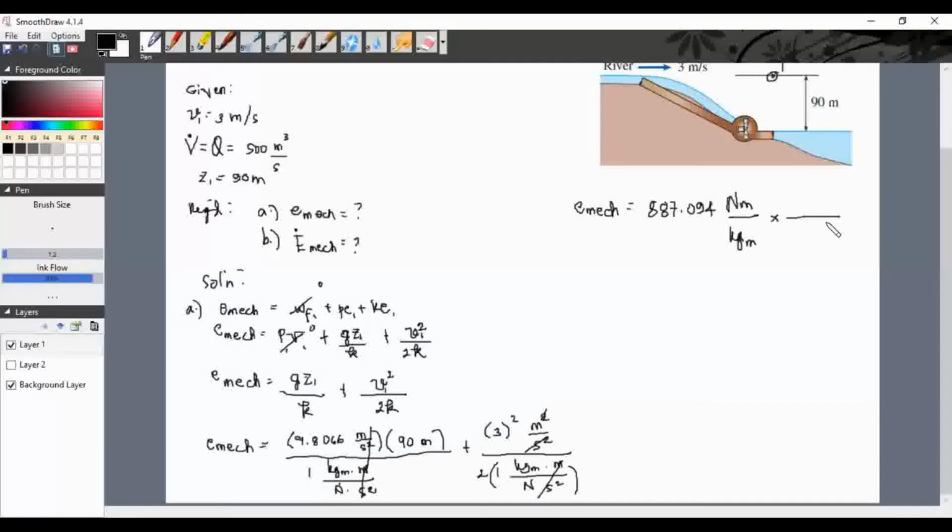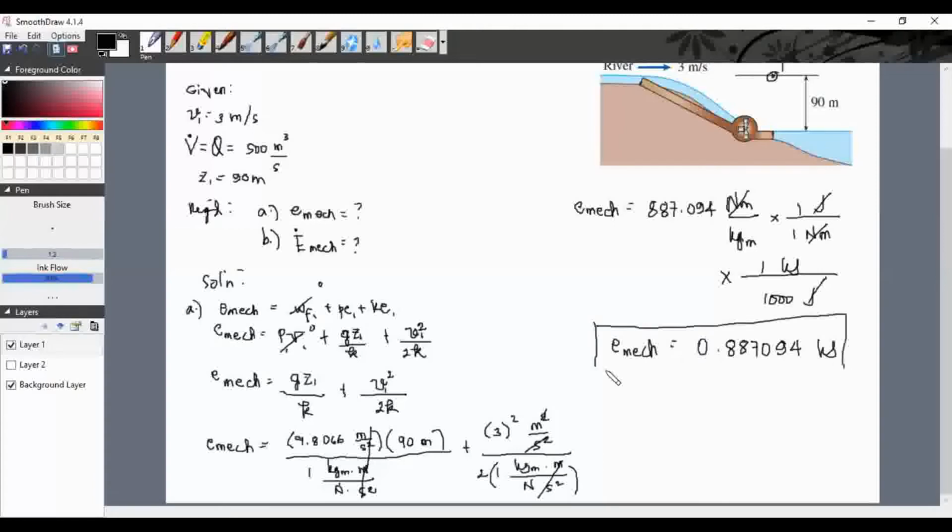Try natin ang conversion, 1 Newton meter for every 1 joule and 1,000 joules for every 1 kilojoule. So cancel to. Cancel din ito. So finally, we have mechanical energy per mass basis is 0.887094 kilojoules per kilogram. So ito po ang sagot natin for letter A.